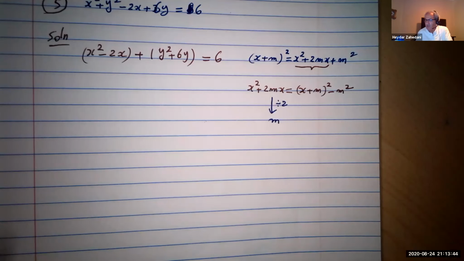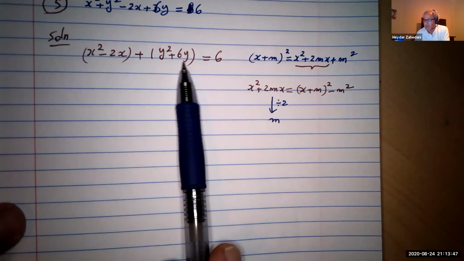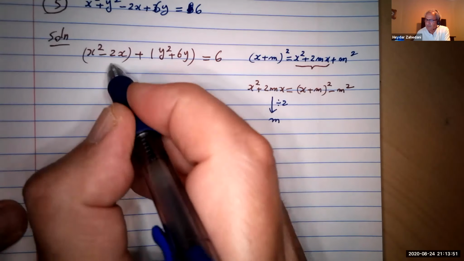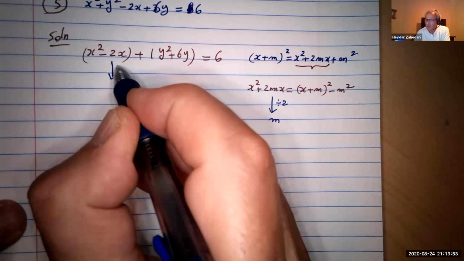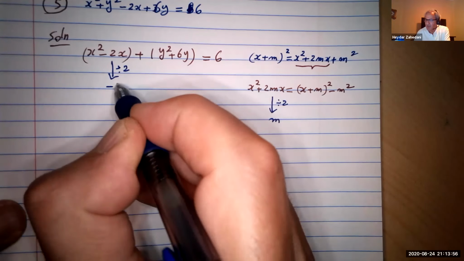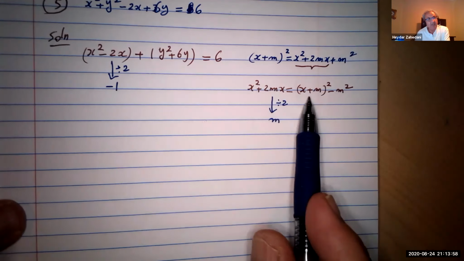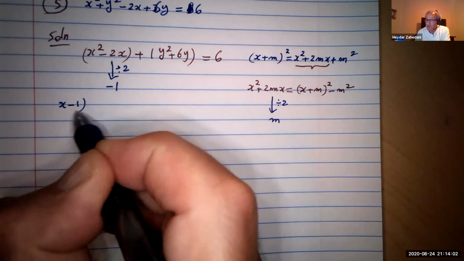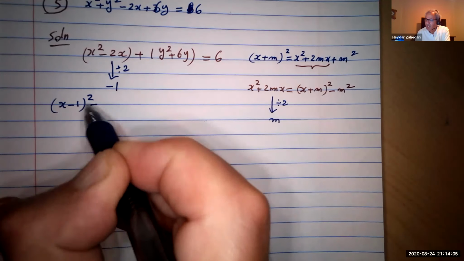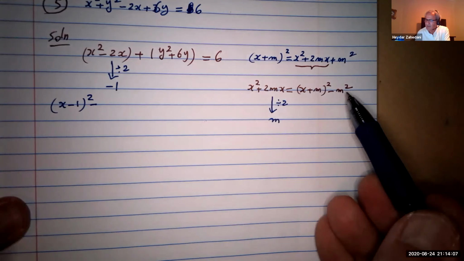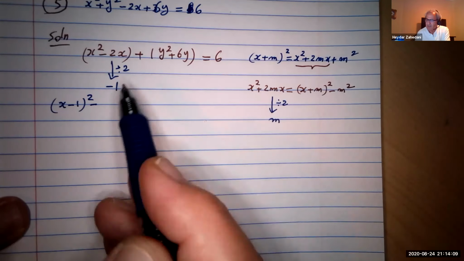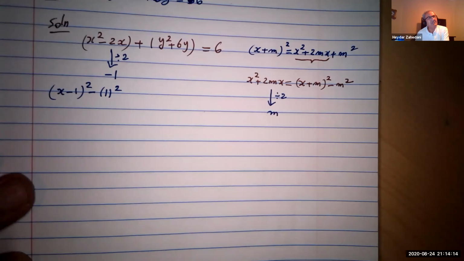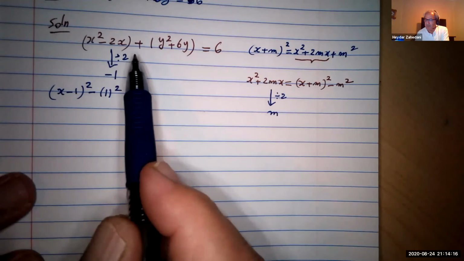So what we're going to do is, you come here, you divide this coefficient by 2. Divided by 2, that gives you negative 1. So your m is negative 1. So you are going to have x minus 1 all squared minus m squared. Whatever you got over here, you square it. Minus 1 squared. Okay, so it's 2 easy steps.